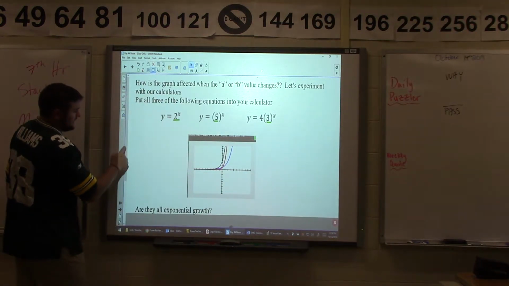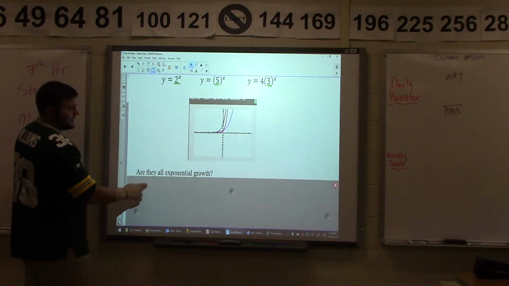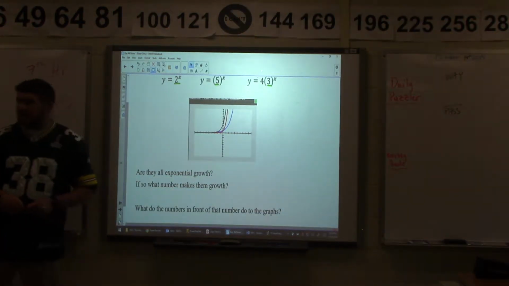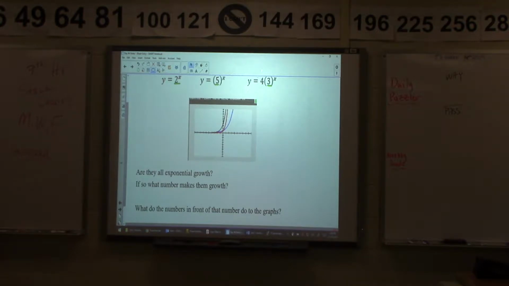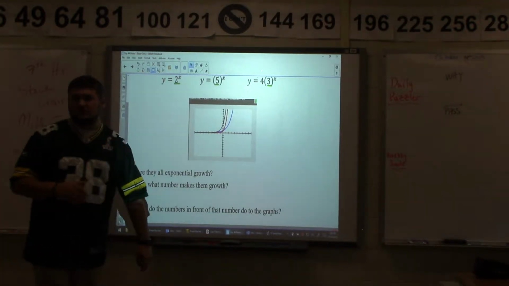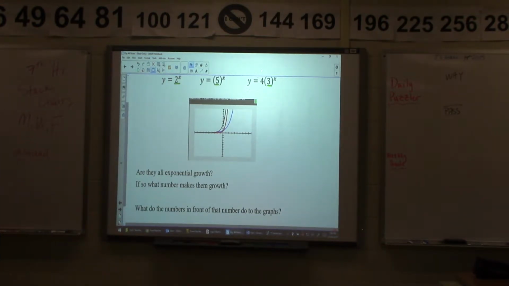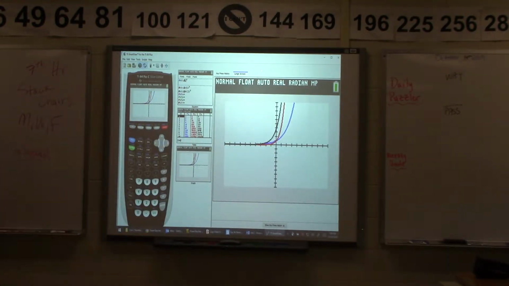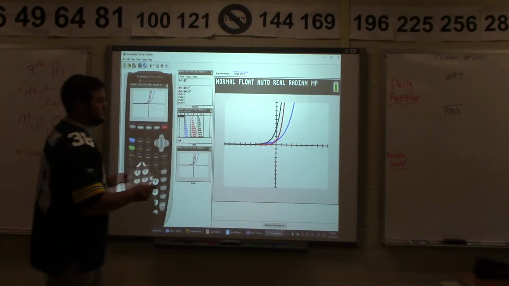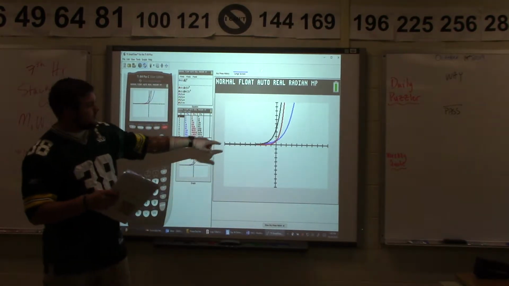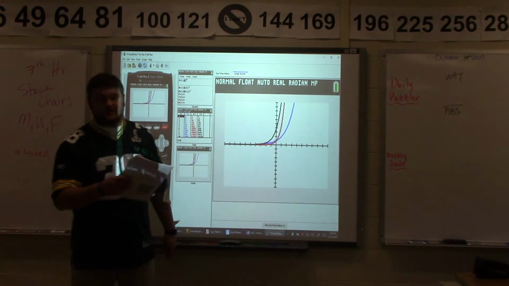Alright, so I plugged them all in. We got something that looked like that, right? Are they all exponential growth? Yes. What do the numbers in front do to our graphs? Are all our graphs the same? No. What happens is, if we look at mine back here again, our first one was 2 to the x. The red one was 5 to the x. The black one was 4 times 3 to the x.